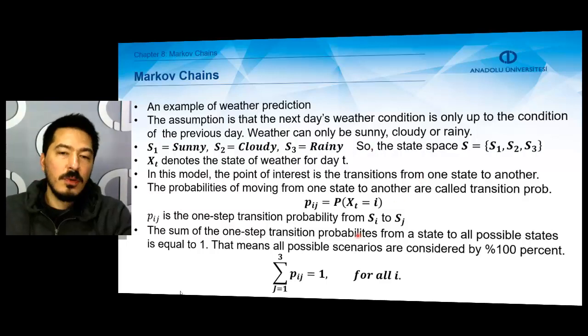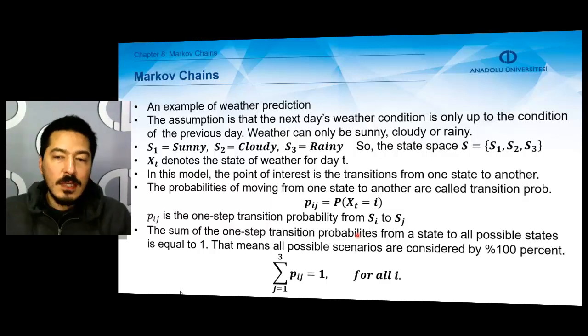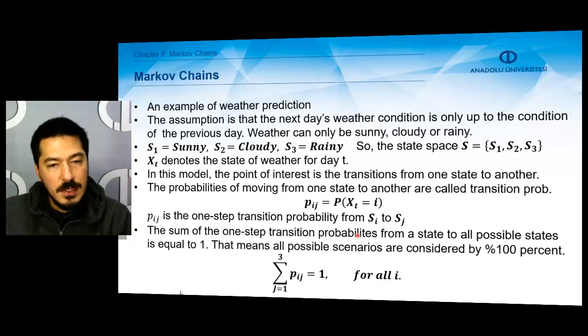In this model, the point of interest is the transitions from one state to another. The probabilities of moving from one state to another are called transition probabilities. Here, Pij is the one-step transition probability from Si to Sj. The sum of the one-step transition probabilities from a state to all possible states is equal to 1. That means all possible scenarios are considered, 100%.